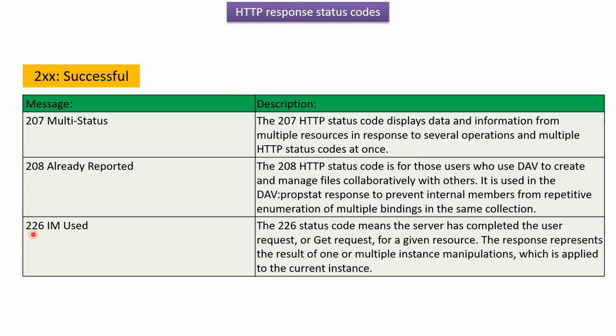Status code 226, which is IM used. The 226 status code means the server has completed the user request or GET request for the given resource. The response represents the results of one or multiple instance manipulations which is applied to the current instance.